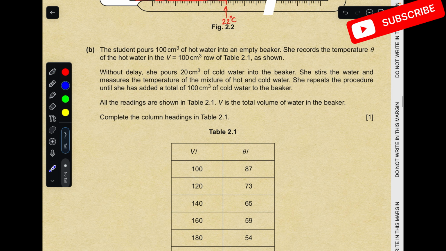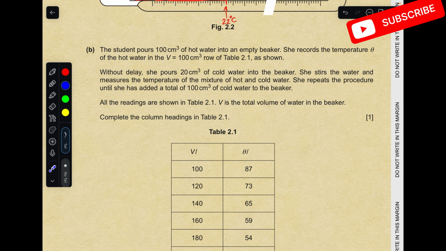Part B, the student pours 100 centimeter cube of water into an empty beaker. She records the temperature of the hot water. Okay, without a delay, she pours 20 centimeter cube of cold water into the beaker. Okay, first there is hot water, and without delay, she is then adding the cold water. She stirs the water and measures the temperature of the mixture of the hot and the cold. She repeats the procedure until she has added this much centimeter cube of the cold water to the beaker. All the readings are shown.